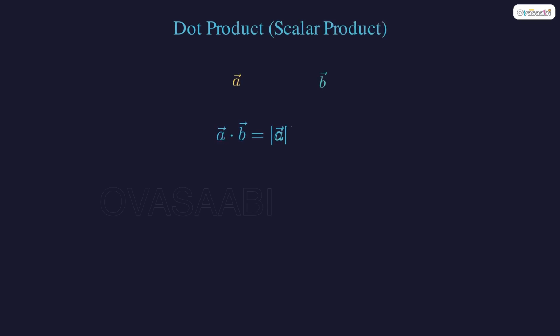The dot product multiplies two vectors to give a single number called a scalar. The formula is a dot b equals magnitude of a times magnitude of b times cosine of the angle between them.